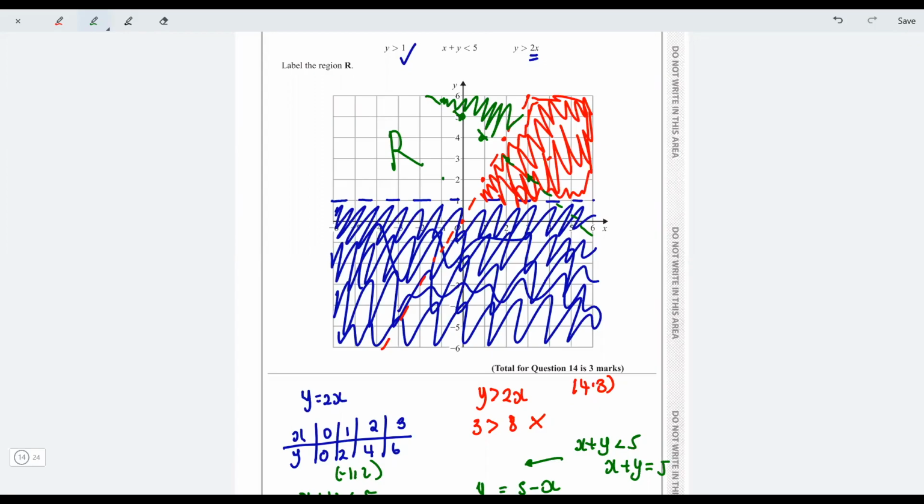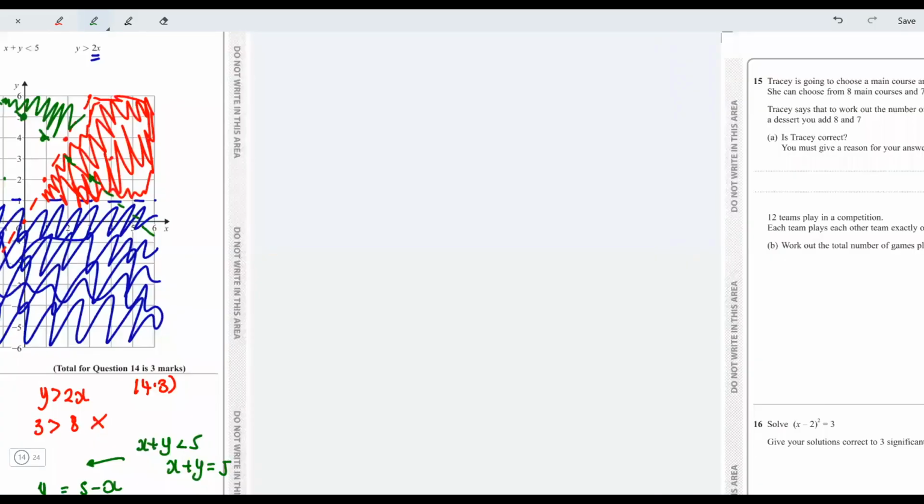So a lot of shading in, a lot of scribbling out, a lot of working out, and yes, only for 3 marks. But if you're really good with your straight line graphs and working out and plotting lines, it should be quite simple and straightforward for you.